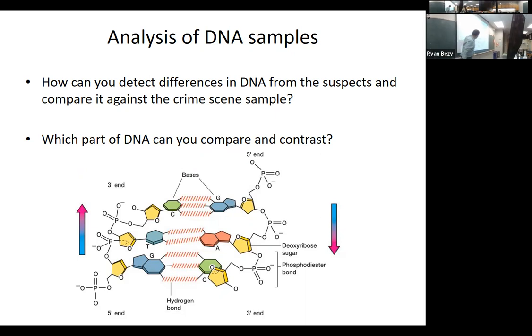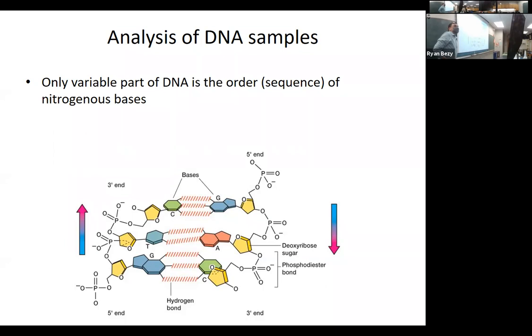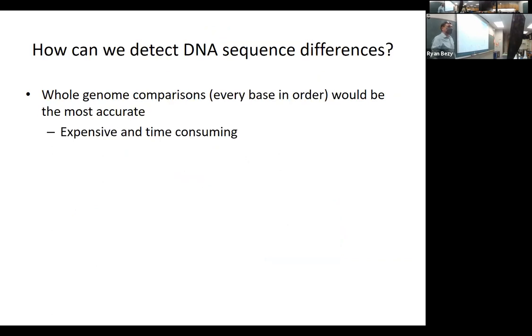You can't compare the sugar phosphate backbone. That's the same. It's always sugar phosphate, sugar phosphate, sugar phosphate. There's no variation in there. The part where we see variation is the order, the linear sequence of A, T, C's, and G's in our DNA. So the only variable part of the DNA is the order of the sequence of nitrogenous bases.